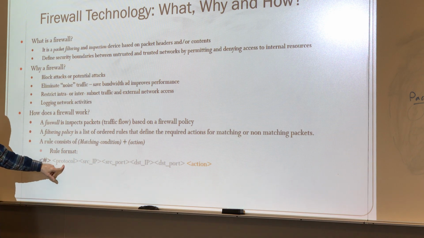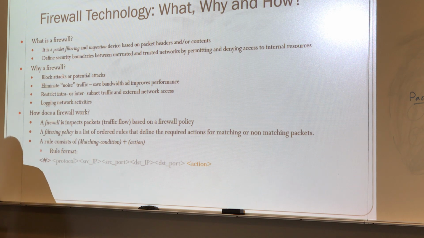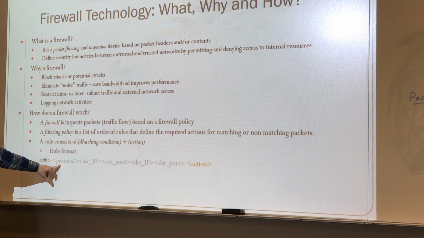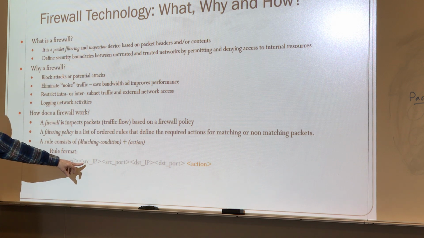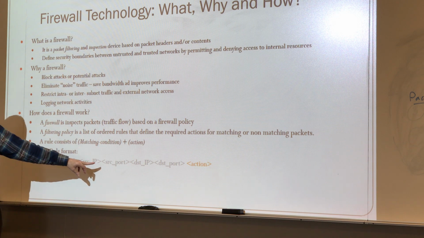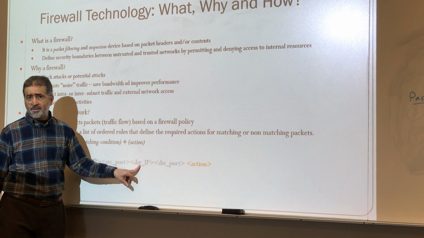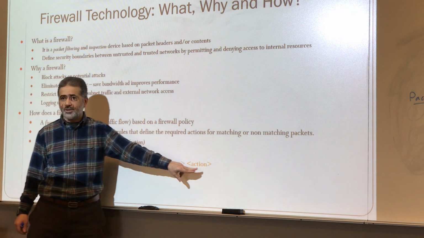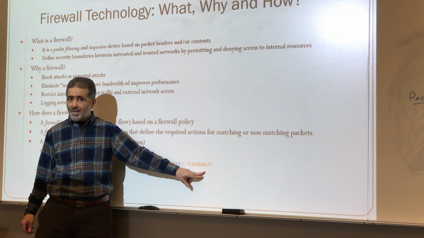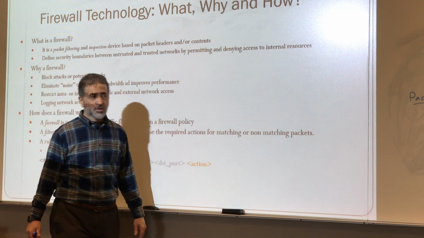Protocol: it's going to match a protocol field. What kind of protocol will this packet use? IP, TCP, ICMP, IGMP. That's the level of the firewall, the transport level protocol. You can even say ICMP or IGMP. Where is it coming from? Source IP. What port number is it coming from? What IP address is it going to? What port is it going to? And this is the action. The action is either deny or accept.